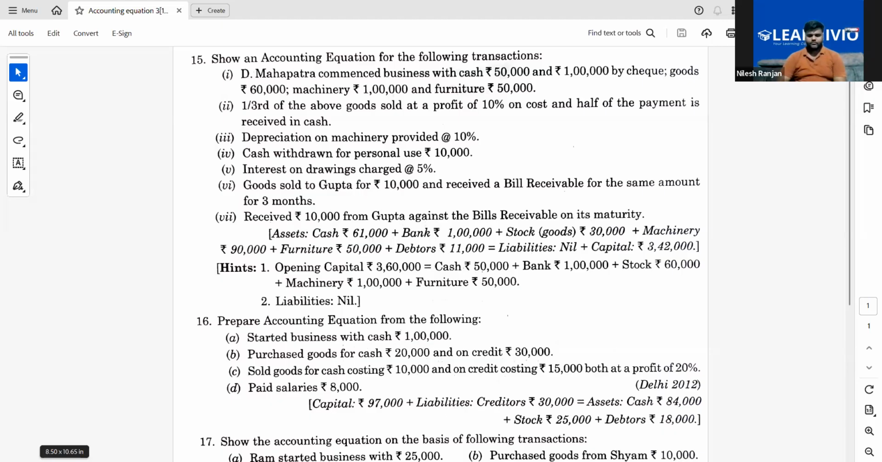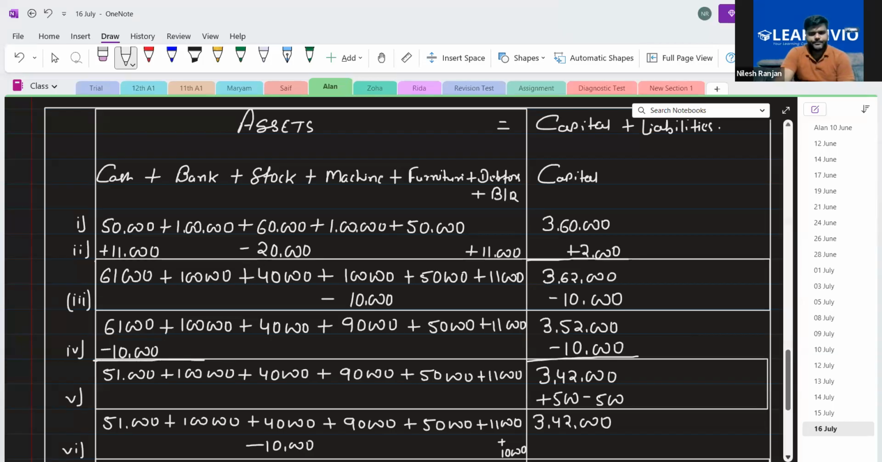Yes, sir, I finished. But I didn't do the totaling. The rest all I did. But I'm not sure if it's correct. Okay, tell me. I'm showing you the solution. Can you see this? Yes, sir.